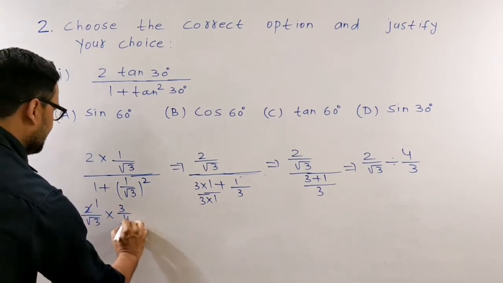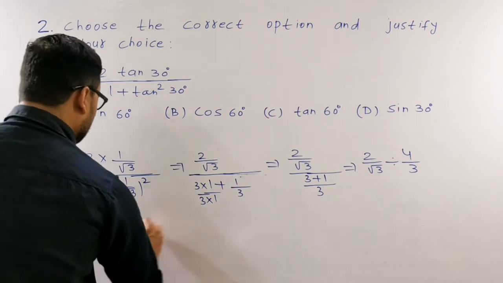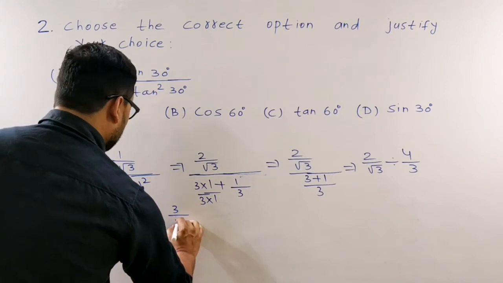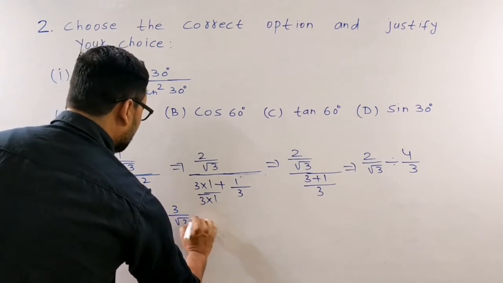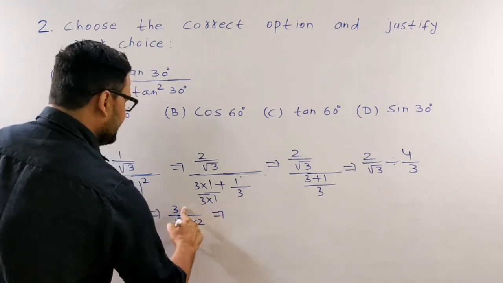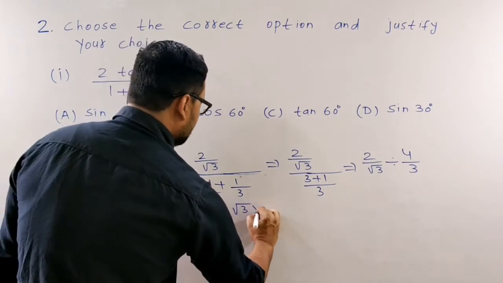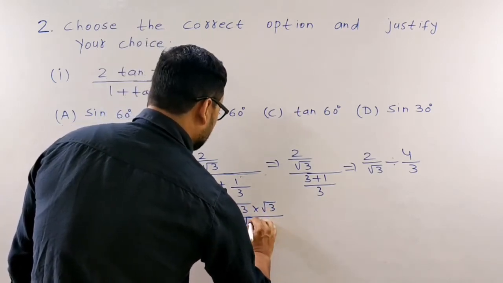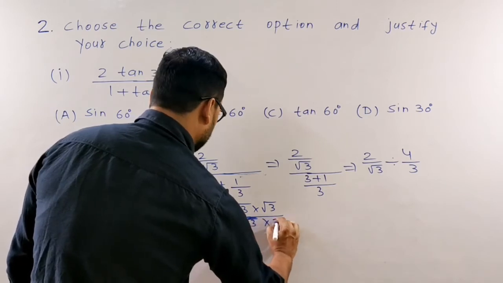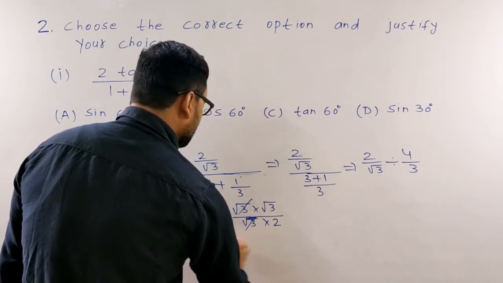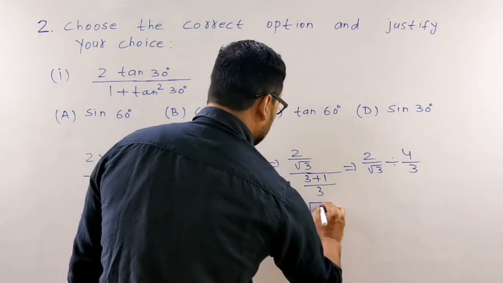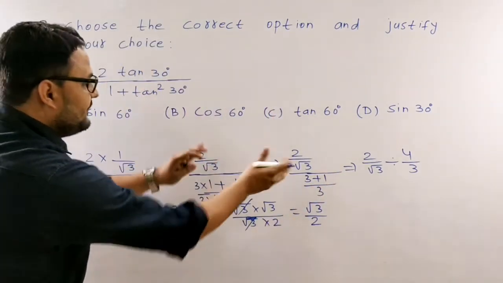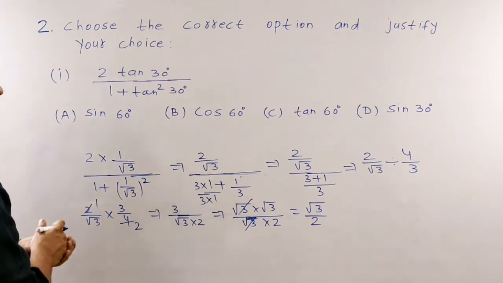2 ones are 2 and 2 twos are 4. Again what we got? We got 3 by root 3 into 2. So 3 I can write as root 3 into root 3, divided by root 3 into 2. This root 3 got cancelled. So I got root 3 by 2. So simply out of these 4 options, we have to check it out.